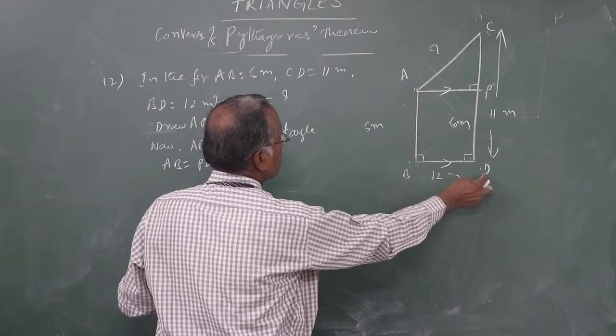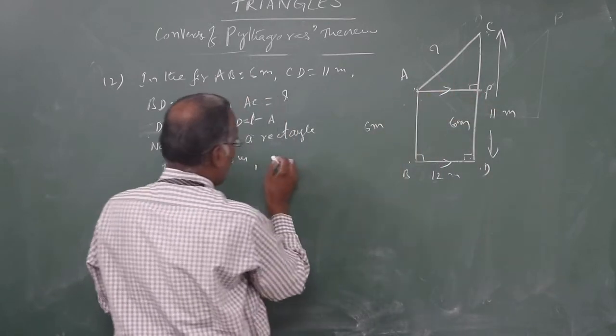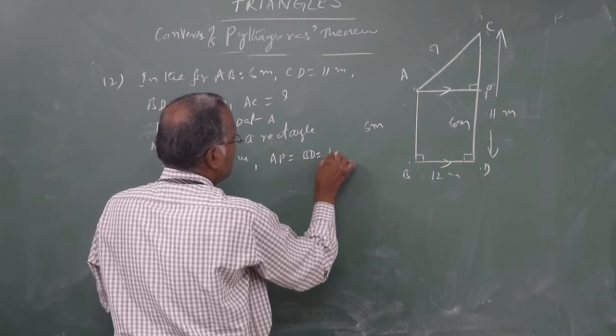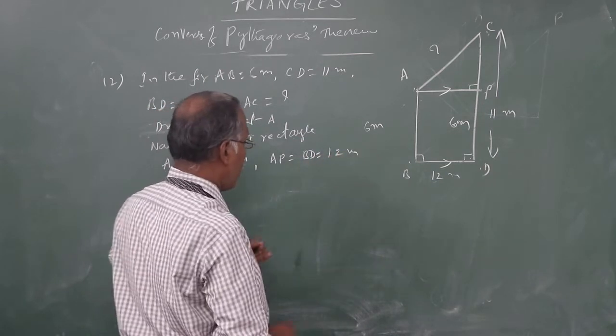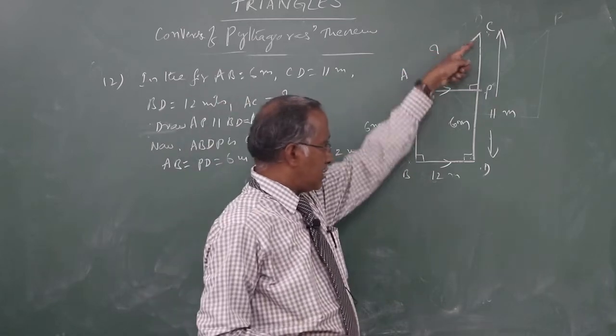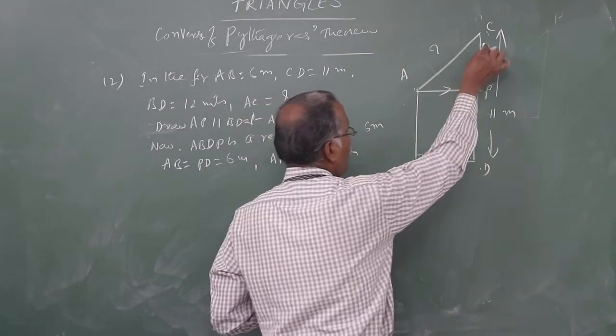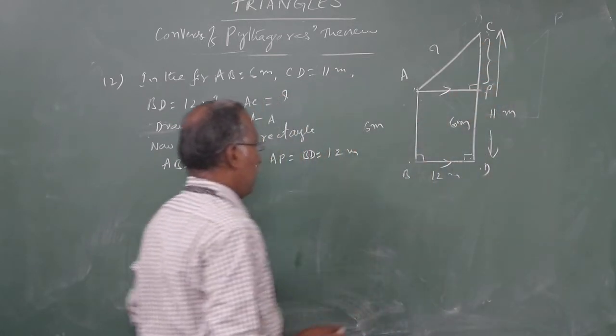Similarly, when BD is 12 meters, AP is also 12 meters. So AP is equal to BD, which is equal to 12 meters. But from the figure, CD is 11 meters and PD is 6 meters. Now we have to find the length of CP.